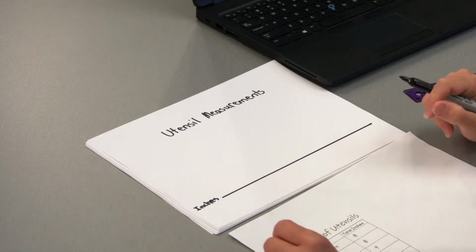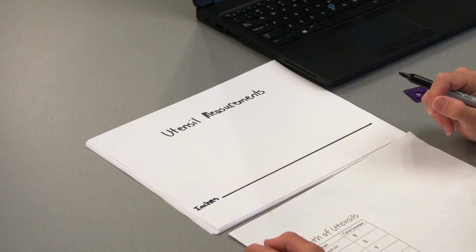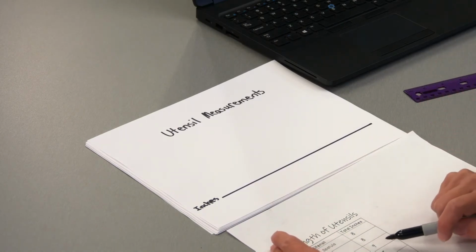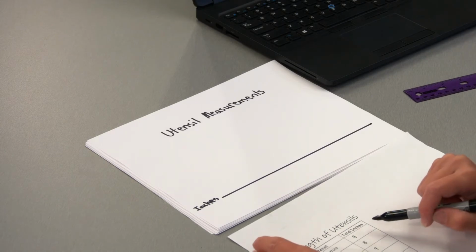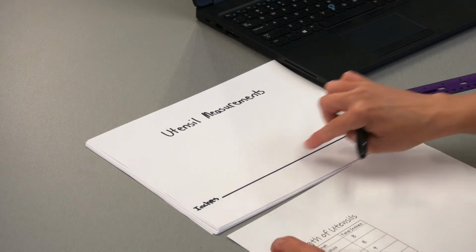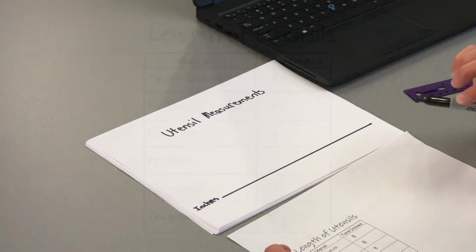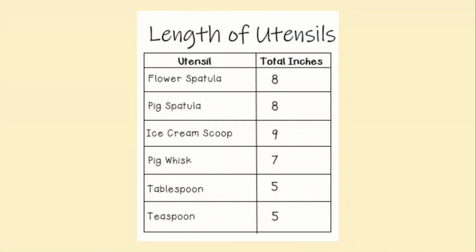When I write my numbers, I want to make sure that my scale is at least as big as my greatest number. I see that my greatest measurement is 9 inches. So I will write my numbers horizontally from 1 through 10, making sure to write them neatly and space them evenly.